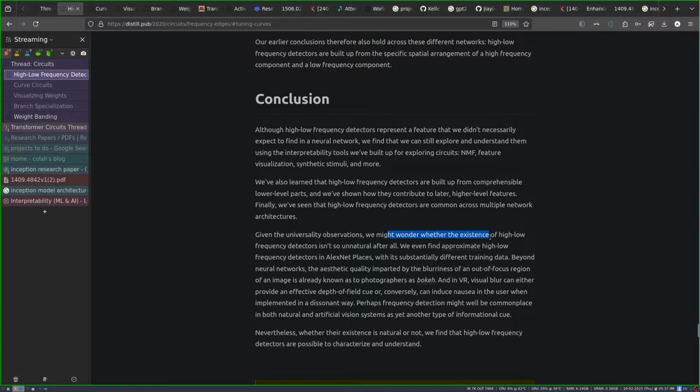We might wonder whether the existence of high-low frequency detectors isn't so unnatural after all. We even find approximate high-low frequency detectors in unexpected places with substantially different training data. Before neural networks, the aesthetic quality imparted by the blurriness of the out-of-focus region of an image was already known to photographers.